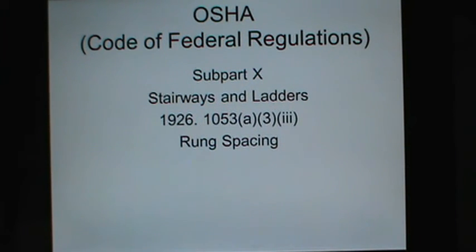Let's go to stairways and ladders 1926.1053(a)(3)(iii), rung spacing. It tells us that the base section of an extension trestle ladder shall not be less than 8 inches or more than 18 inches apart as measured between the center lines. So it's measured from the center lines, and it talks about an extension ladder. Believe it or not, the base section of an extension ladder can be different than the extension part of the extension ladder. And read that whole paragraph and get familiar with that.